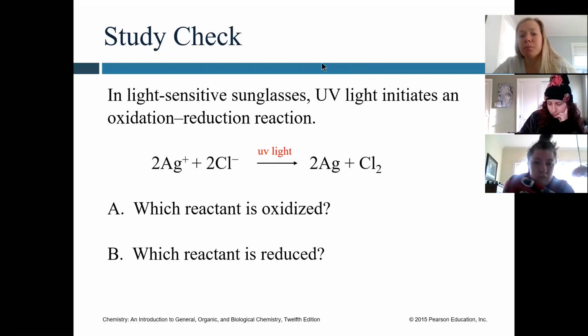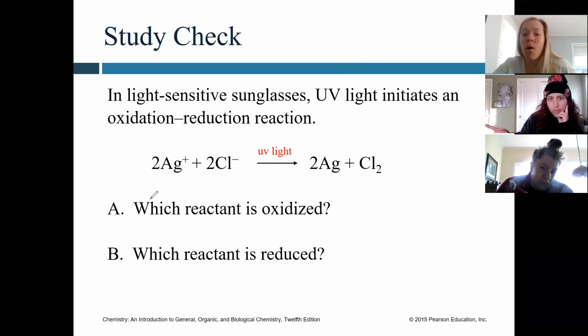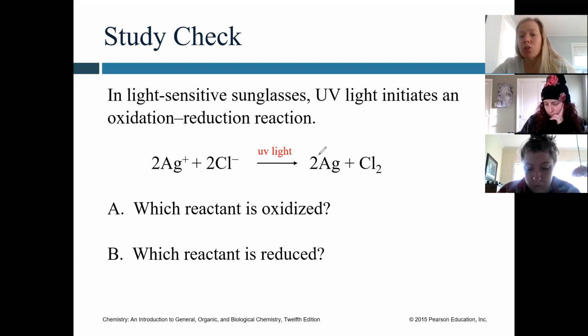So look at this. In this one thing is being oxidized and one thing is being reduced. I want you to tell me which thing is being oxidized and which thing is being reduced. So we've got 2Ag+ plus 2Cl- gives me, when I have UV light, 2Ag plus Cl2. Now remember, anytime you are in elemental form like this without the charge, or you're in a diatomic, you can assume a 0 charge for both of these, okay, if it's not written in.